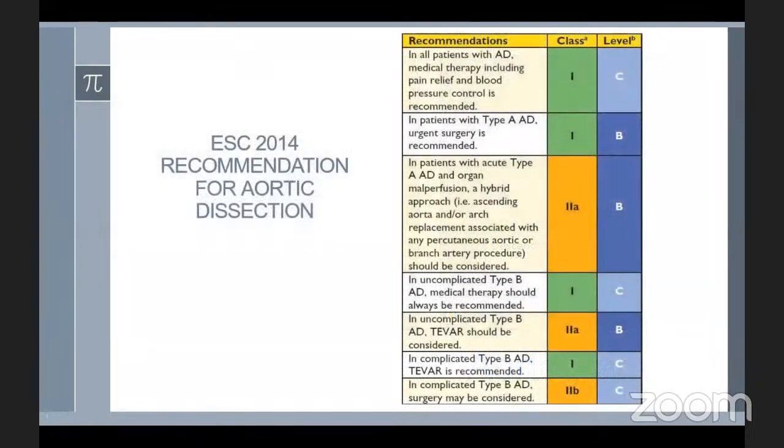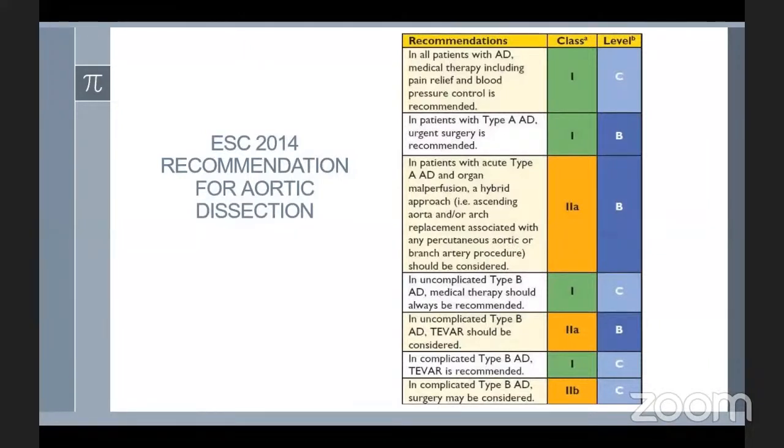So the indication for intervention for aortic dissection: all patients with aortic dissection need medical therapy and blood pressure monitoring. This is class 1 indication. Type A aortic dissection surgery is always recommended. This is class 1 indication. In patients with acute type A and organ malperfusion, hybrid approach is class 2A indication.